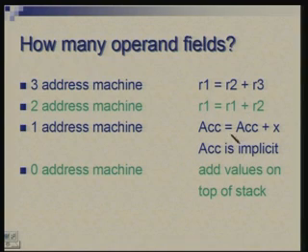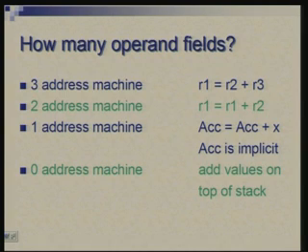Then you have 1 address machines, where you specify one address and the other thing becomes implicit. ACC stands for a special register called accumulator. Many machines have a special register which is always participating in such instructions as one of the sources as well as the destination of the result. So, the instruction needs to specify only X and ACC is assumed. Therefore, the instruction becomes a one address instruction.